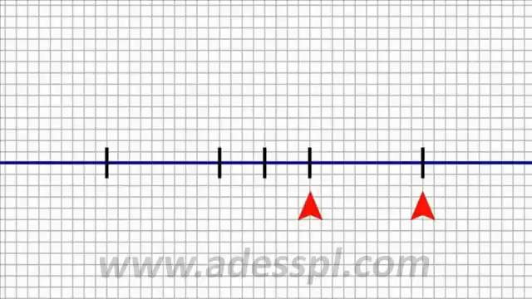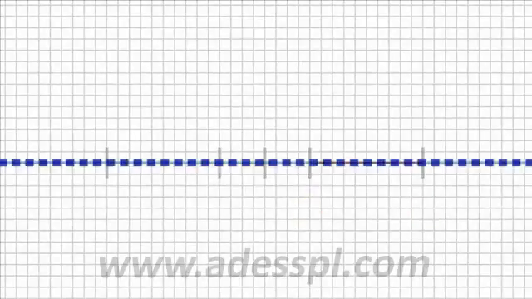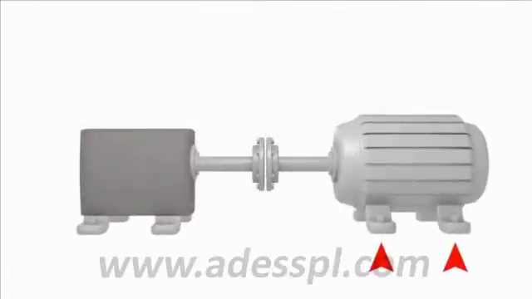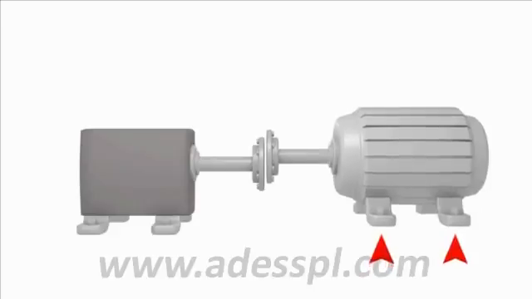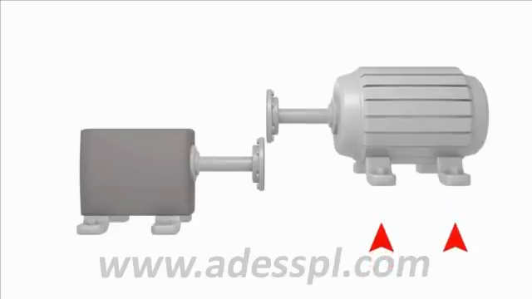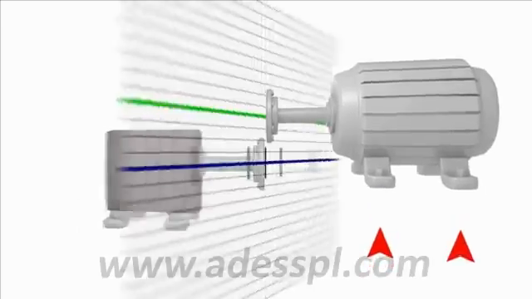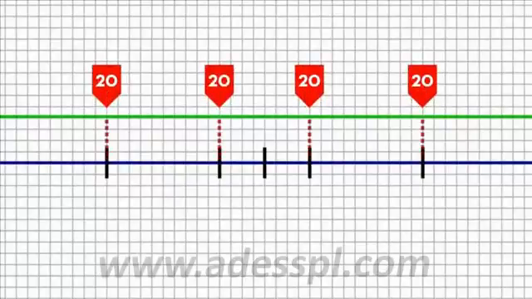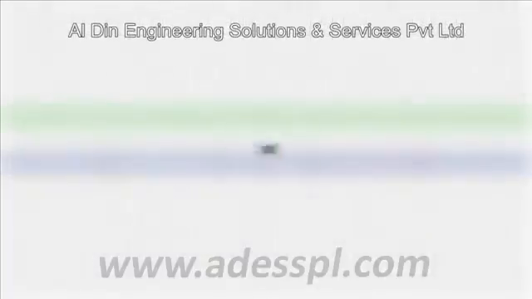Before we start, let's measure and indicate in our graph view the positions of the front and back feet of the stationary machine, the center of the coupling, and the front and back feet of the movable machine. Beginning with our shafts in perfect alignment, let's introduce some offset misalignment by raising the front and back feet of the movable machine equally by 20 thou.